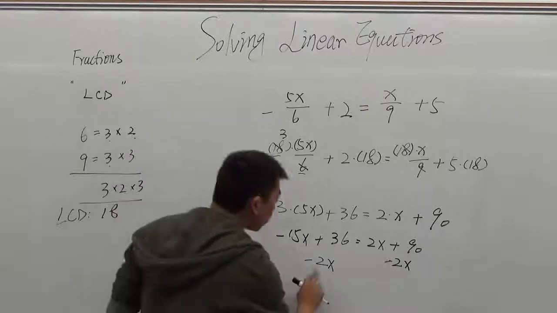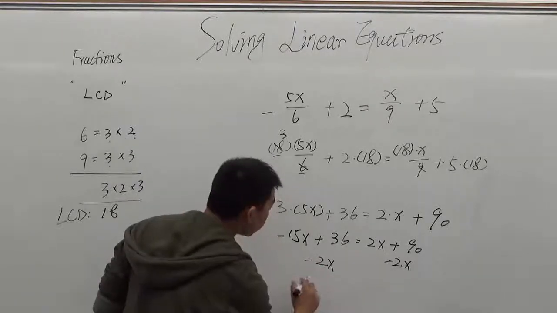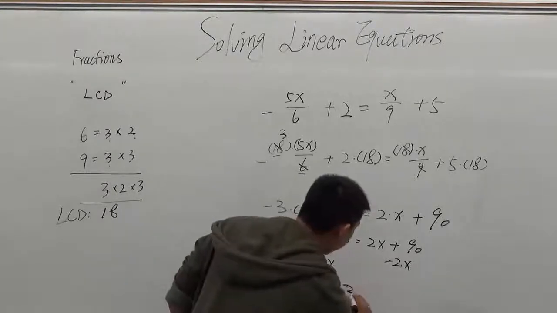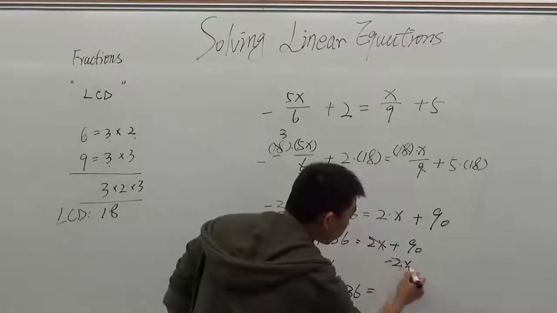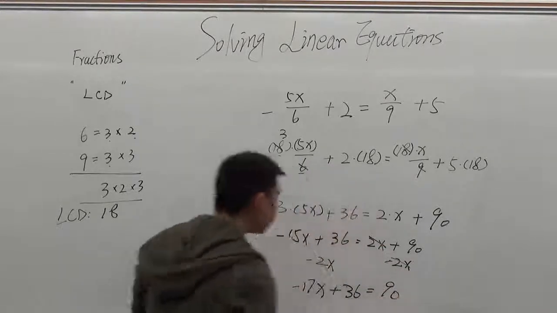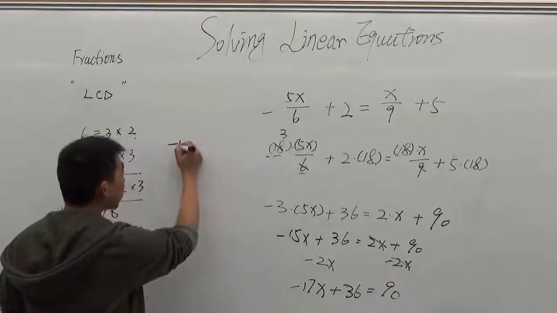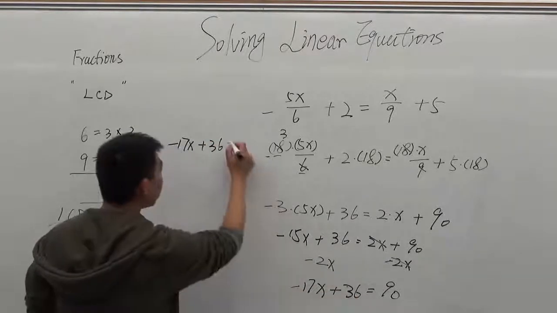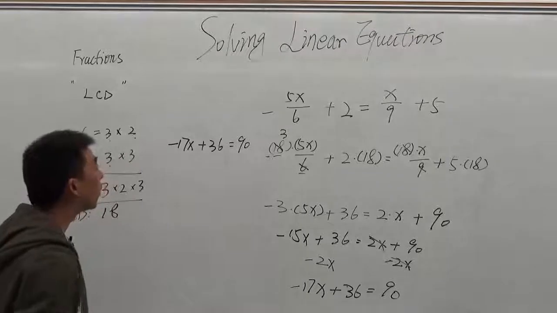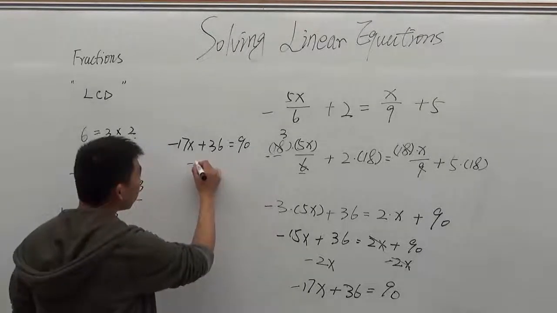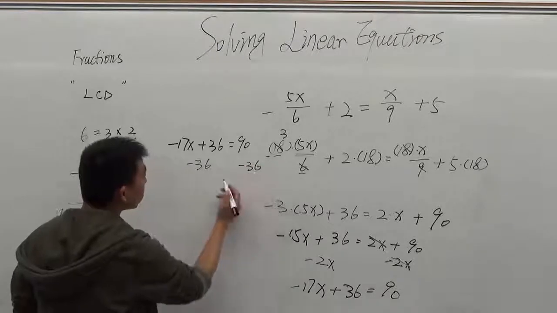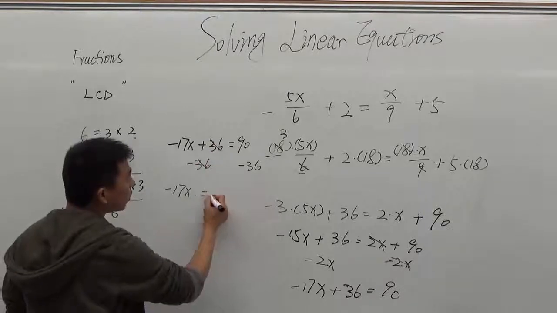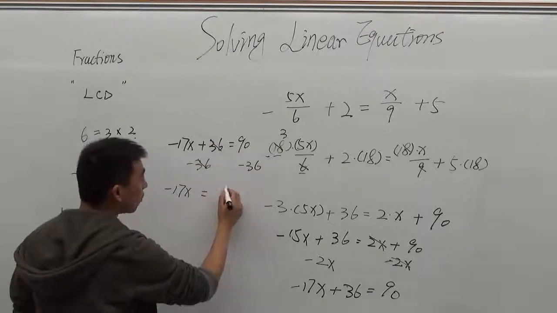Then simplify it. So here's negative 15x minus 2x. That gives us negative 17x plus 36 equals 2x minus 2x, 0, equals 90. So we have negative 17x plus 36 equals 90. Then here's addition. We need to do subtraction. 36 on both sides. So here's negative 17x, 36 cancel out, equals 90 minus 36, that gives us 54.